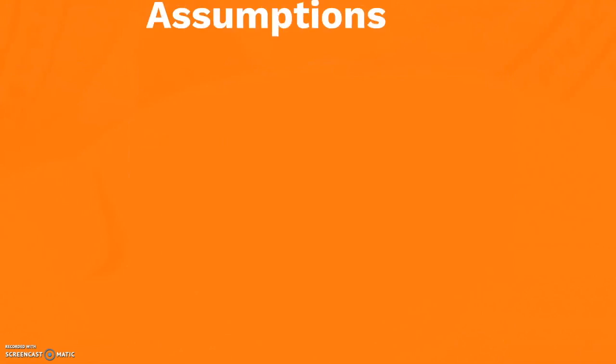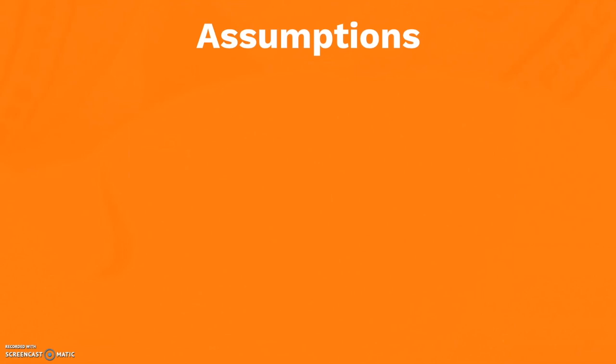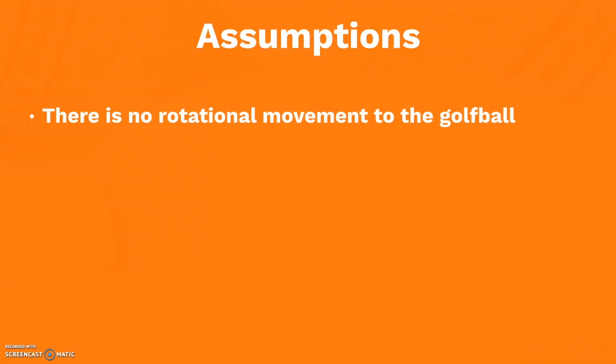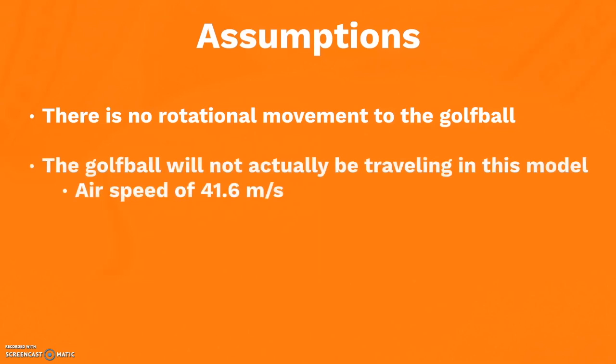Now, there were 2 assumptions made when we created the model for our simulation and when we actually ran our simulation. These assumptions were mainly created with the purpose of simplifying the problem, as it would have been too complex given the time constraint. Firstly, there is no rotational movement to the ball. And secondly, the ball won't actually be traveling in the model. Rather, we will be shooting air at the golf ball from the inlet to simulate the ball's movement. The speed of the air will be based on the average amateur male golfer's club speed of 93.4 miles per hour, which equates to about 41.6 meters per second.